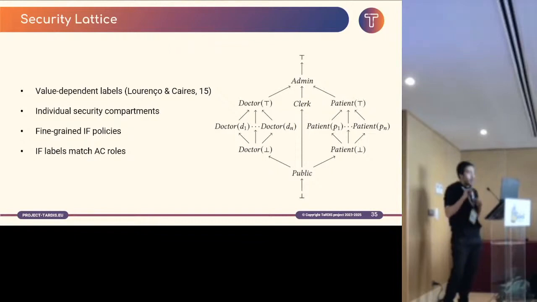Okay, one small detail is that the information flow labels here match the access control roles, the executor roles, but this is just a small detail. It is not mandatory, it is not always the case. We just did it like this because it made sense in the context of our example.